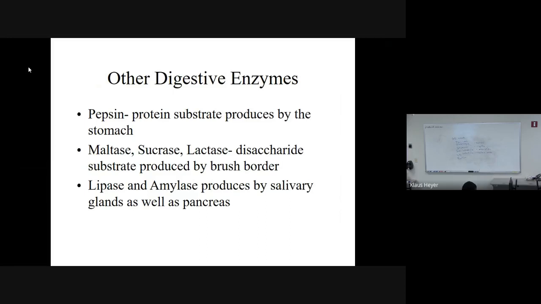You have amylase and lipase in your saliva. Lipase, technically you have lipase in your saliva and in your stomach, but it doesn't really do a good job. It's really the pancreatic lipase that is breaking down fats. And that's what Alli does. The weight loss drug Alli blocks lipase from your pancreas.